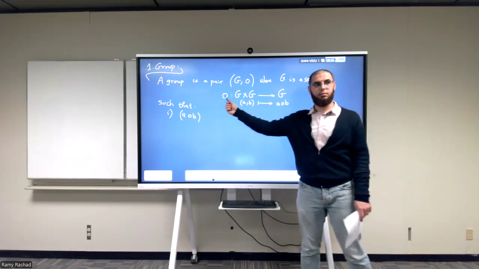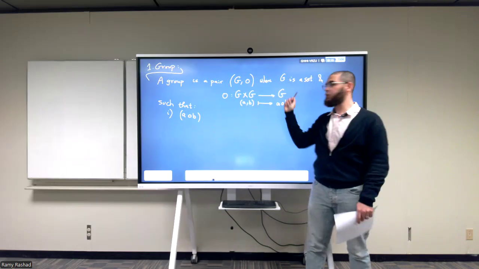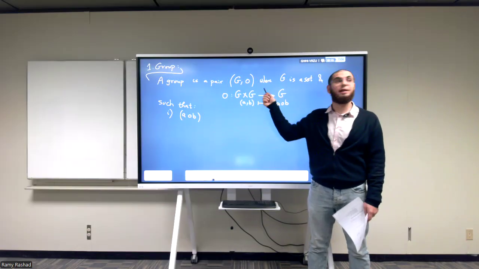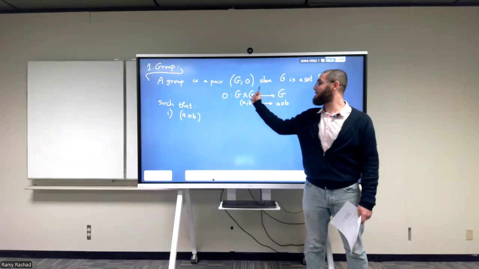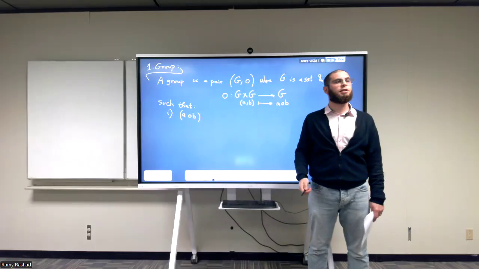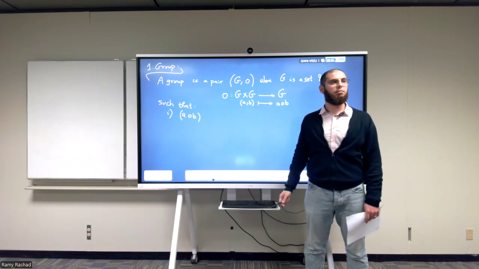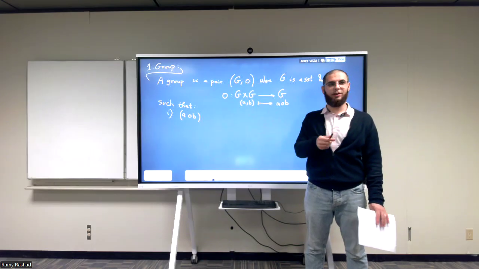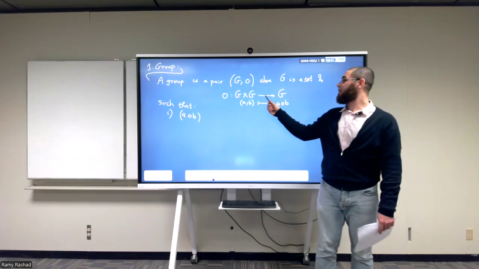It's a map that goes from the Cartesian product of G with itself to G. This is a set and this is a set. Are they the same set? An exam question: is the codomain and domain of this map the same? Who says yes? You're laughing, so is that a yes? You have no idea.